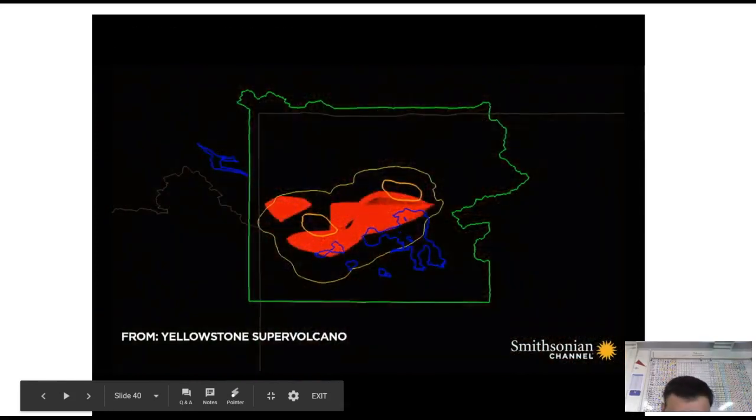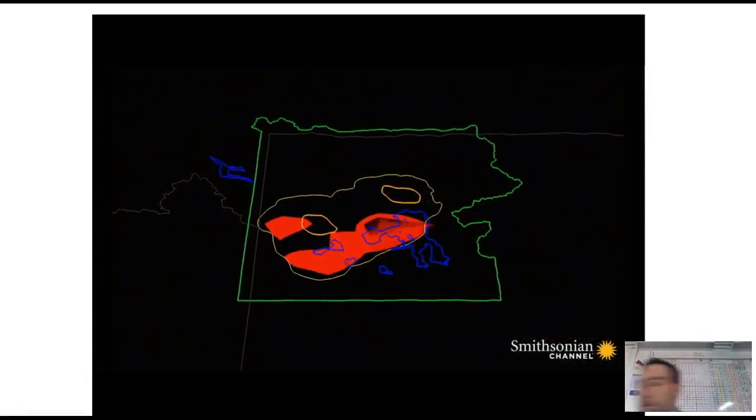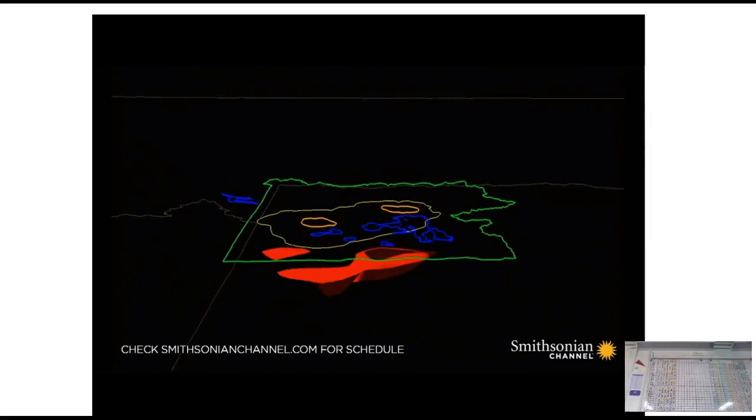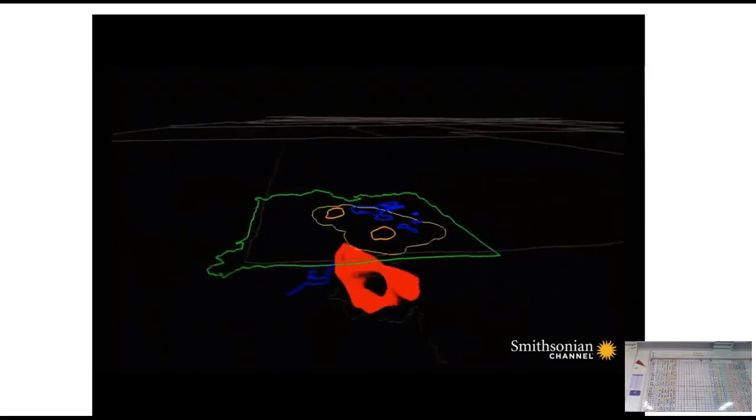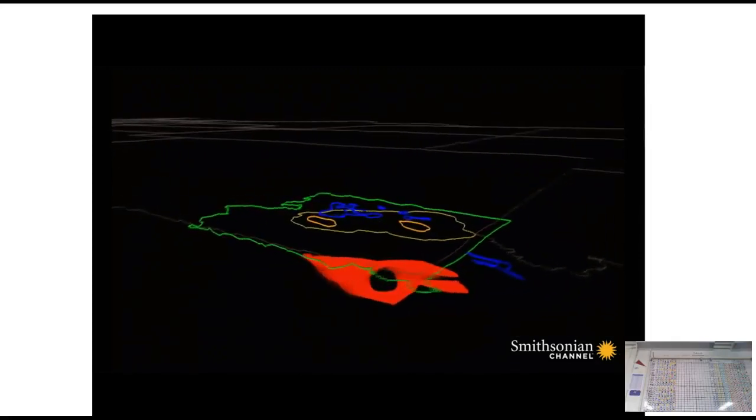Recently, scientists have collected new data, giving them a better picture of Yellowstone's underground plumbing. Right beneath the caldera from the last eruption sits the magma chamber.